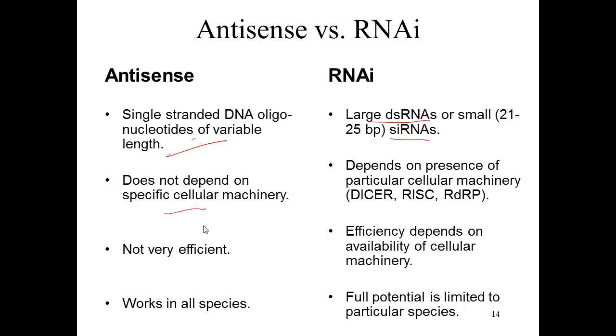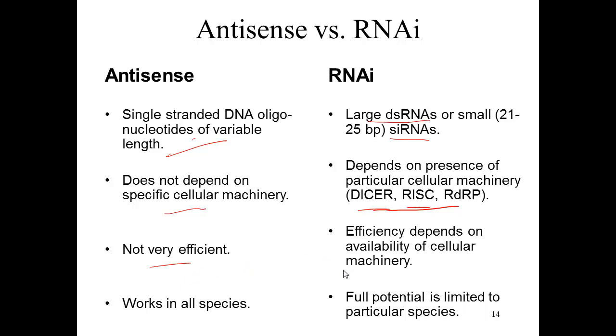Here, all you're expecting is a binding event. You don't need any processing. RNAi only works in those organisms which have Dicer and RISC in particular, or orthologs of those protein complexes, to perform the necessary events of chopping up large double-stranded RNAs into small RNAs, and then using the short interfering RNAs to target the mRNAs. There's a relatively low efficiency for antisense because it's not enzymatic.